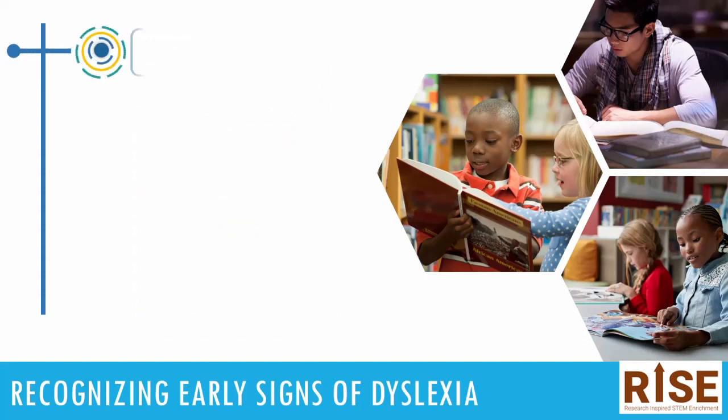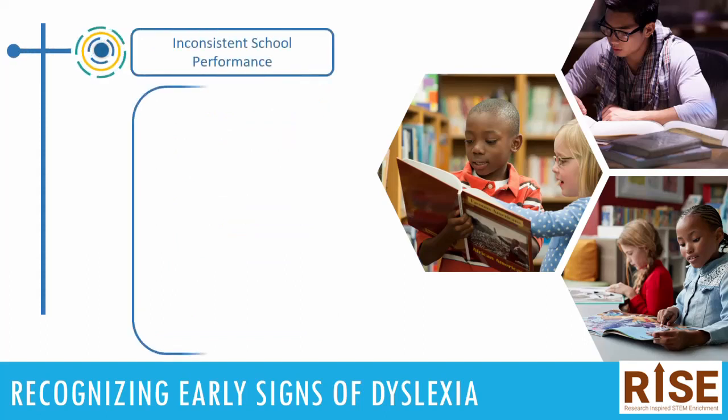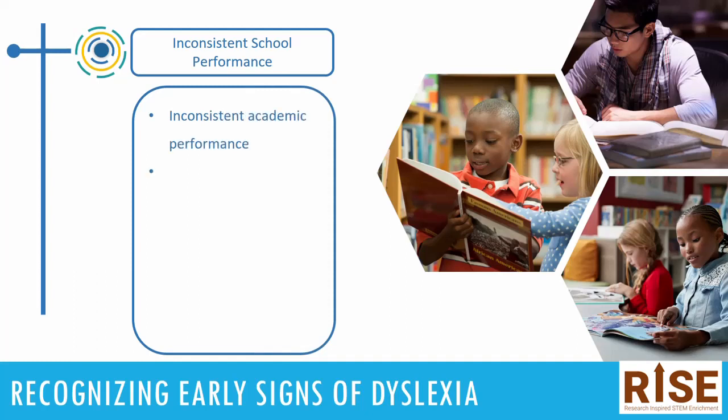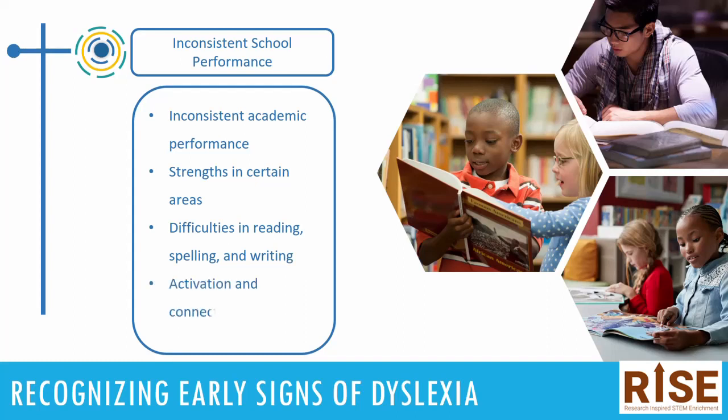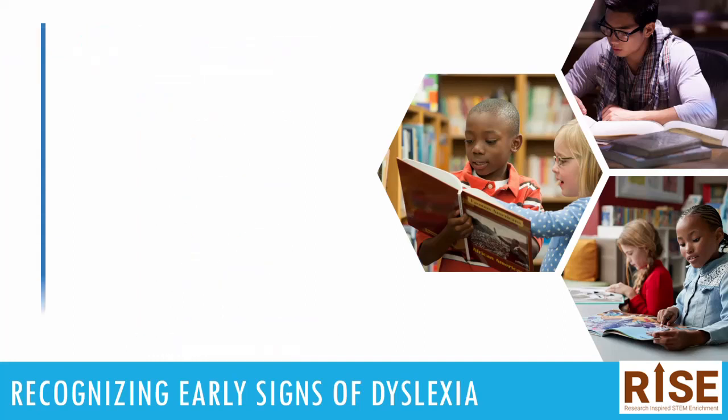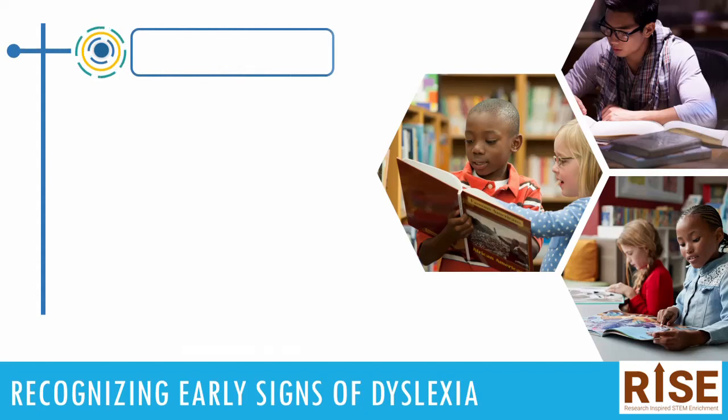Inconsistent school performance. Inconsistency in academic performance, with strengths in certain areas and difficulties in reading, spelling, and writing, could signal a learning difference like dyslexia. Dyslexia may involve differences in activation and connectivity in multiple brain regions, leading to variations in performance across different academic domains. The child may excel in non-reading related subjects while facing challenges in tasks that require strong literacy skills.